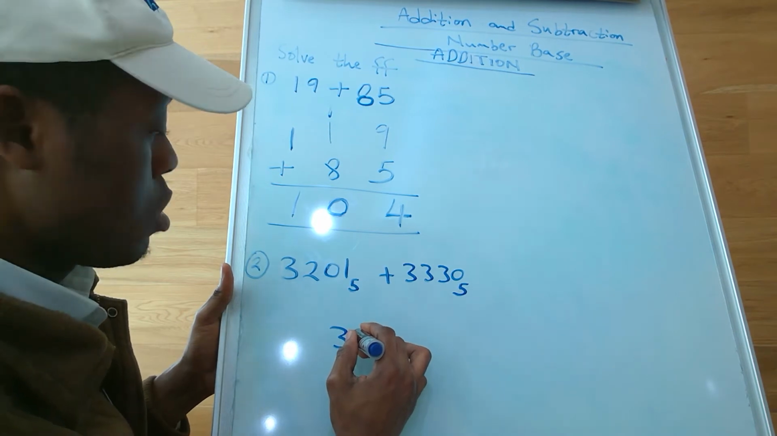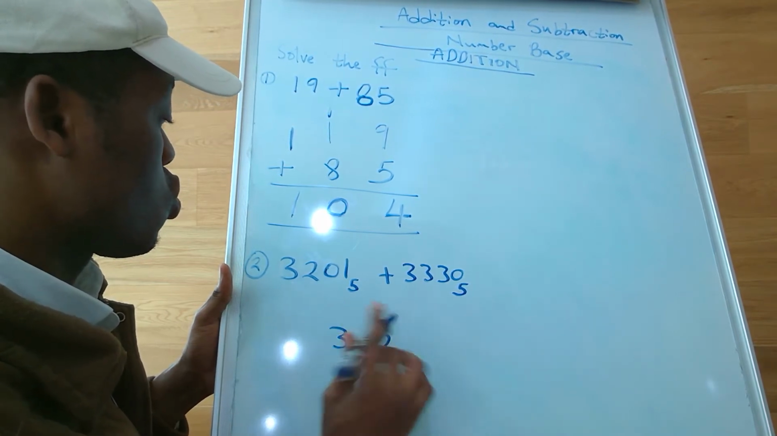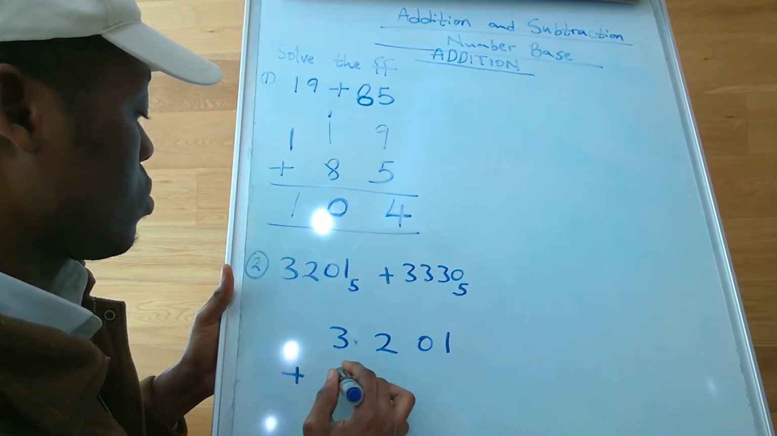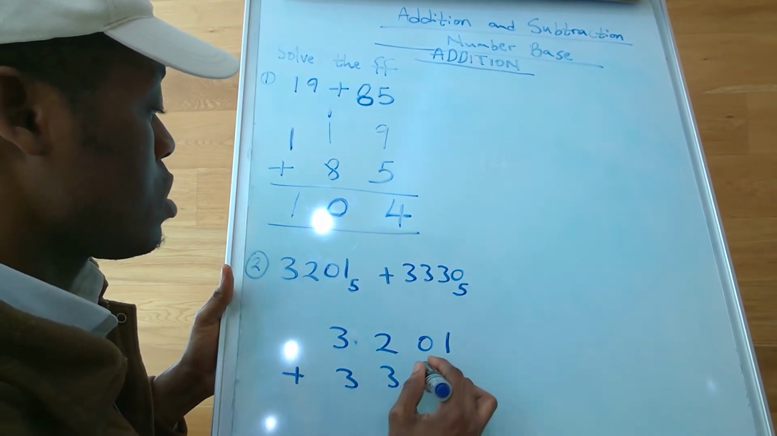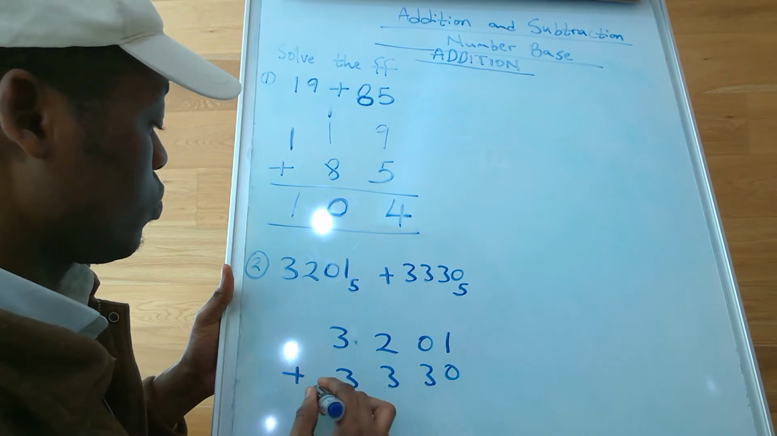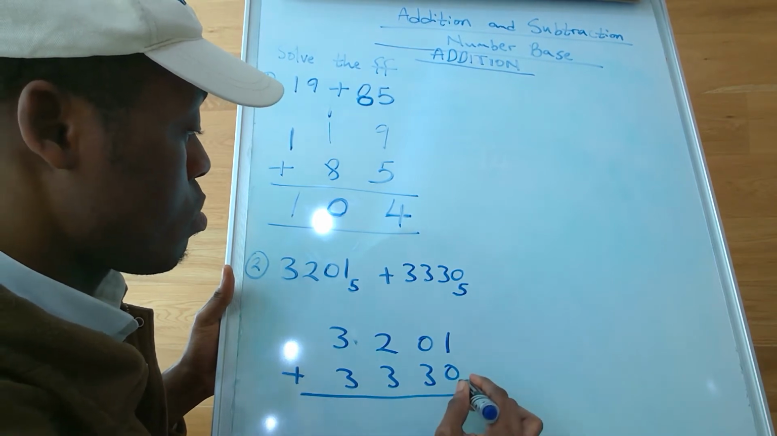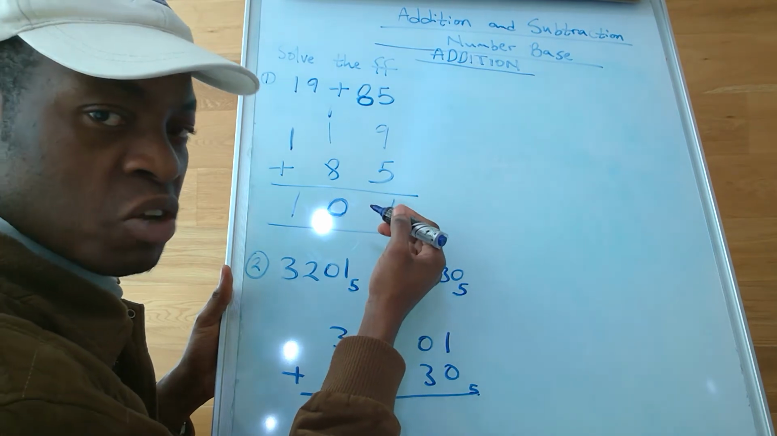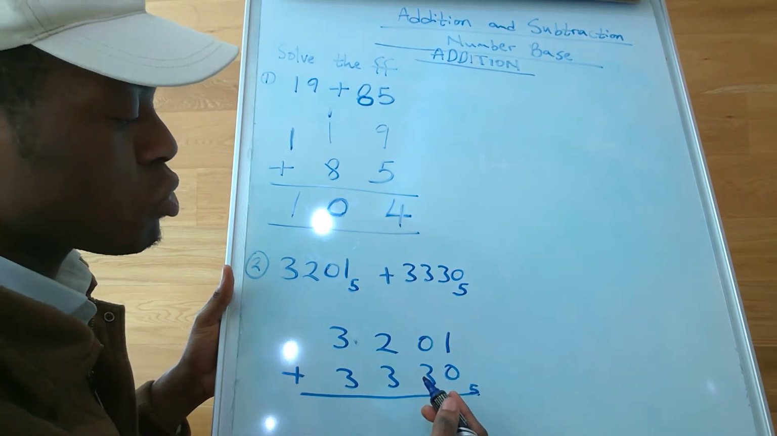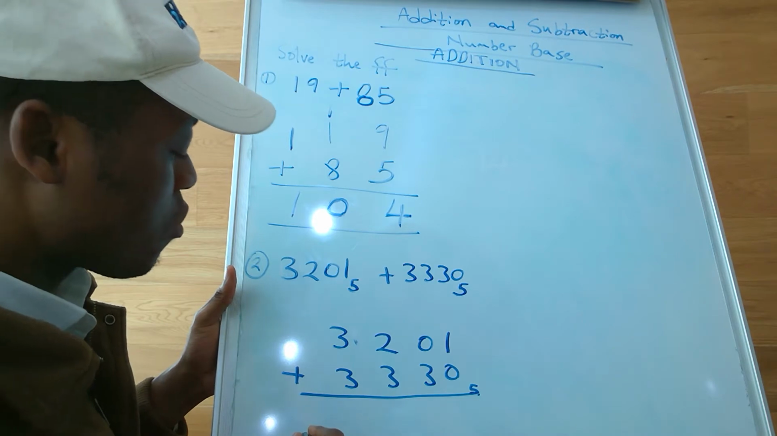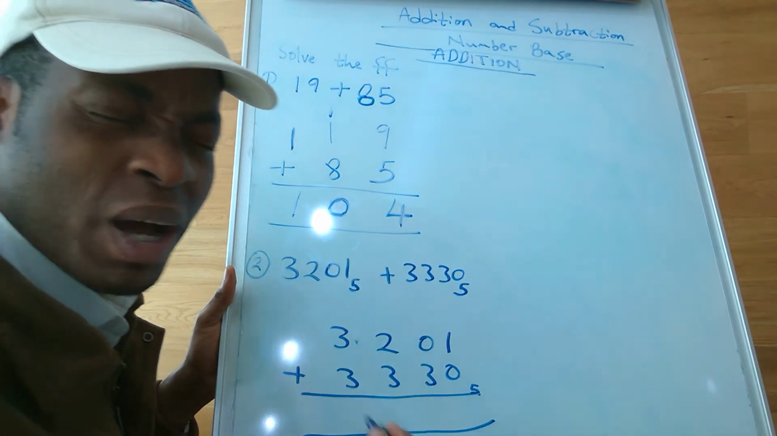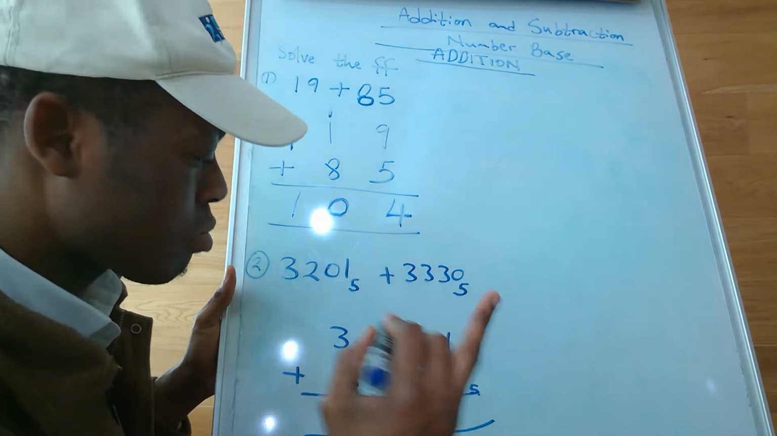3 2 0 1 plus 3330. Don't forget base 5. This one, if you like, you put the 10. If you like, you don't put the 10. But this one is compulsory. You have to put the base 5. And don't forget, you can only do addition and subtraction of numbers that have the same base.